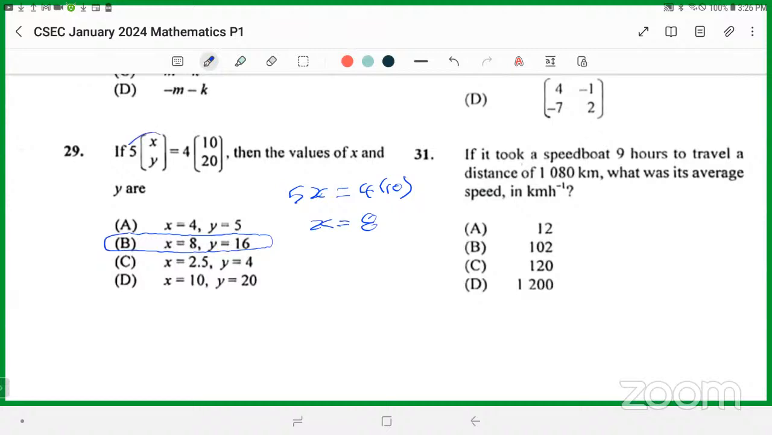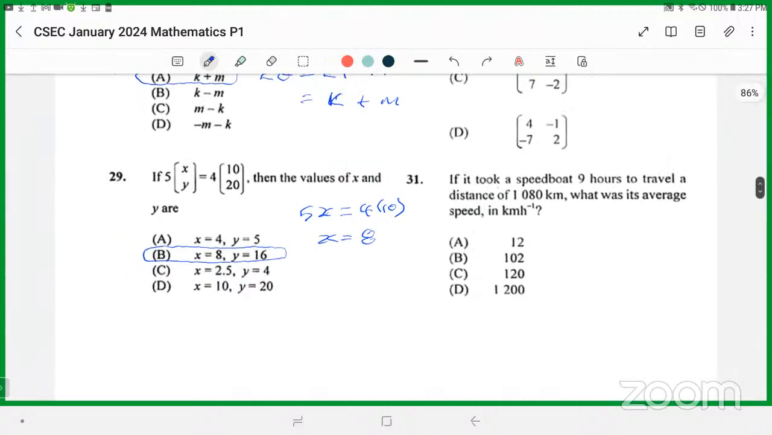And we know it is 8 for sure. Because over here, 5 times 8 is 40. Over here, 4 times 10 is 40. So the answer has to be 8. We don't have to work out the y, that's the only 8 within there. Next one.